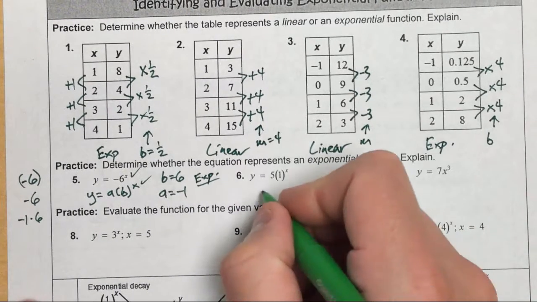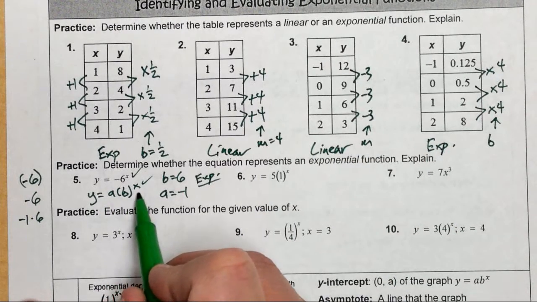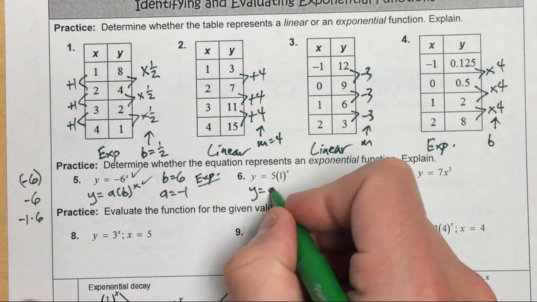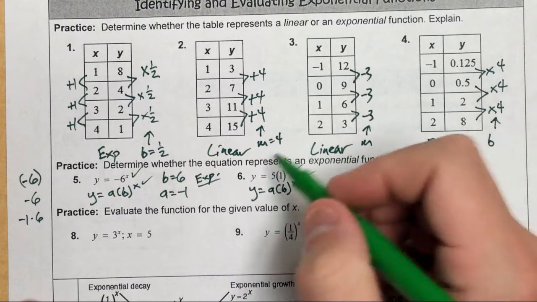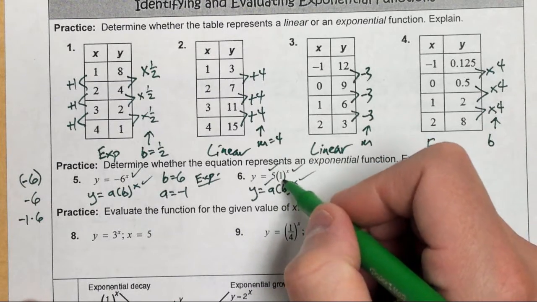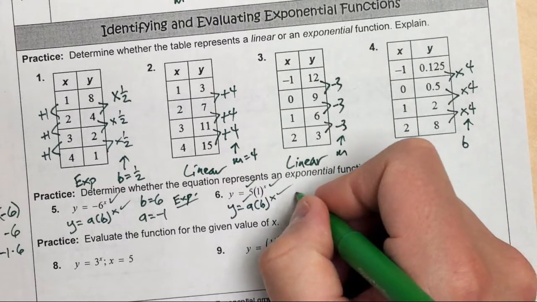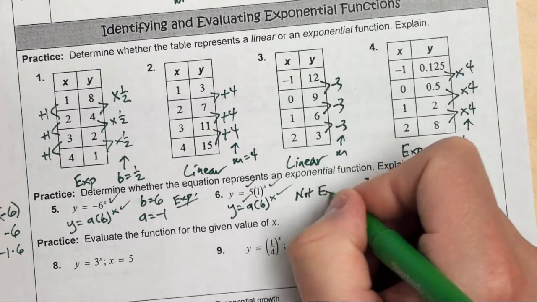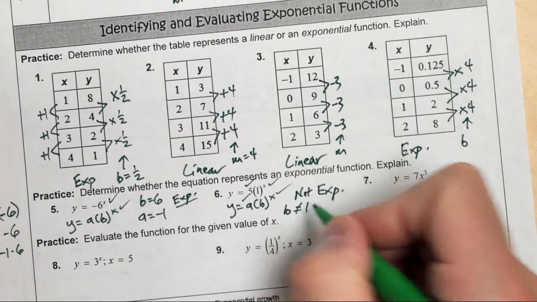If I look at the second example, again, y equals a times b to the power of x. I have my x as an exponent, I have my a is a 5, but my b is equal to 1, and I can't have a value of b equal to 1. So this is not an exponential function, so it's not exponential. And again, the reasoning is b cannot be equal to 1.